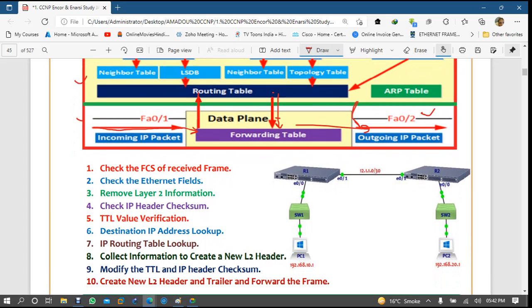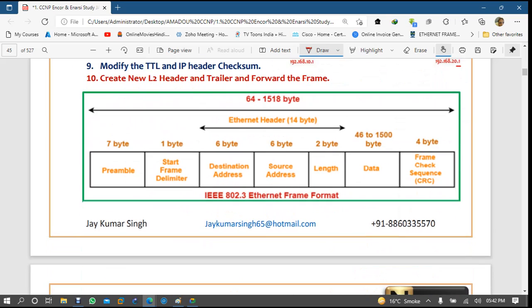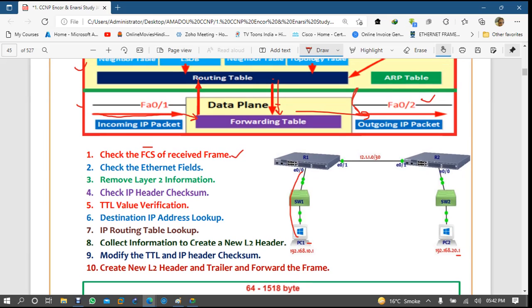So in the forwarding mechanism, suppose this is your PC1, with source 10.1, wanting to communicate to 20.1. If your PC forwards a packet to your router, once the router receives the frame, it will check the FCS. FCS is known as frame check sequence. If there is any kind of error in the frame, the router will drop the packet.